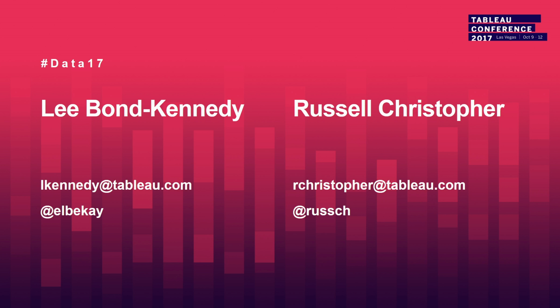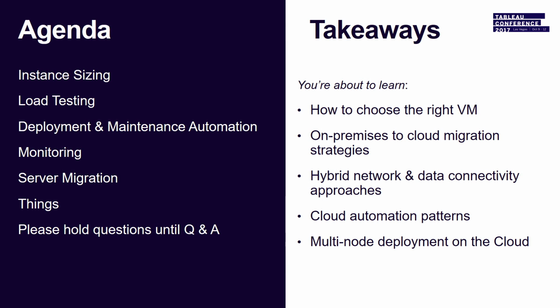All right, I'll give you 10 or 15 seconds to read the agenda, but really the takeaways today: we're going to talk a little bit deeper on choosing the right instance type. We covered this at a high level yesterday. We'll talk about taking content from on-prem to cloud. We'll talk about some connectivity stuff. We'll talk a fair bit about automation, because that's kind of the end goal for a lot of people. And we'll talk a little bit about multi-node deployment as well.